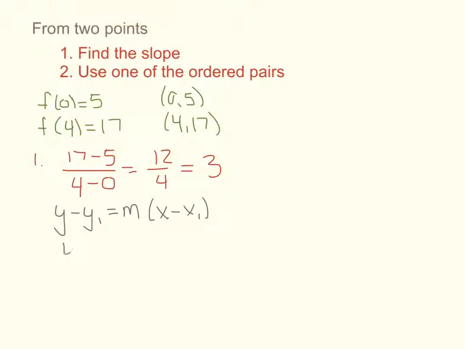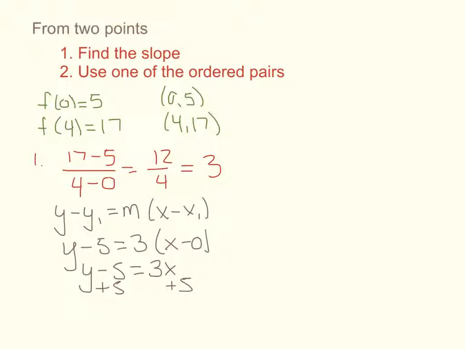So I'm going to use y minus 5 equals 3 times x minus 0. I'm going to get y minus 5 equals 3x, because 3 times 0 is 0. I'm going to add 5 to both sides. You're going to get y is equal to 3x plus 5.